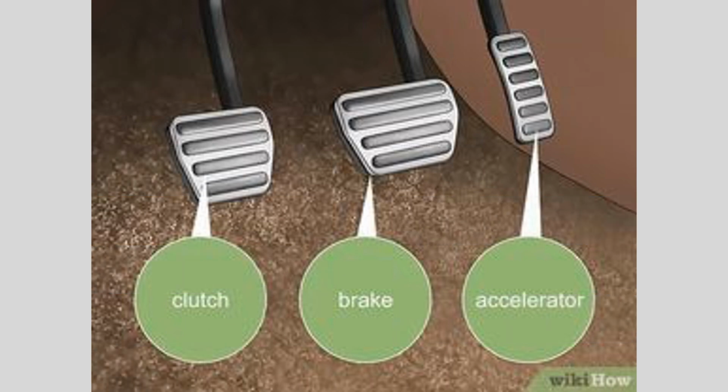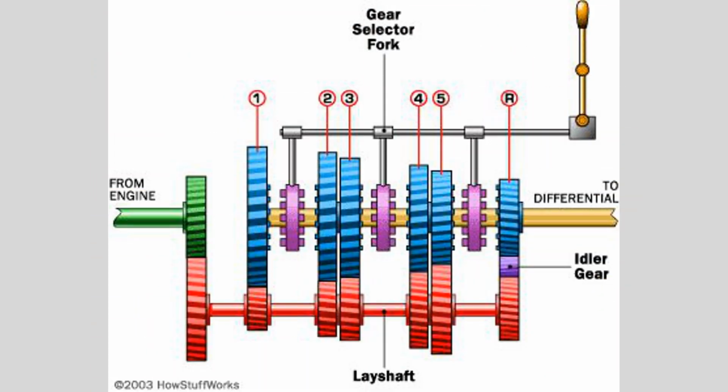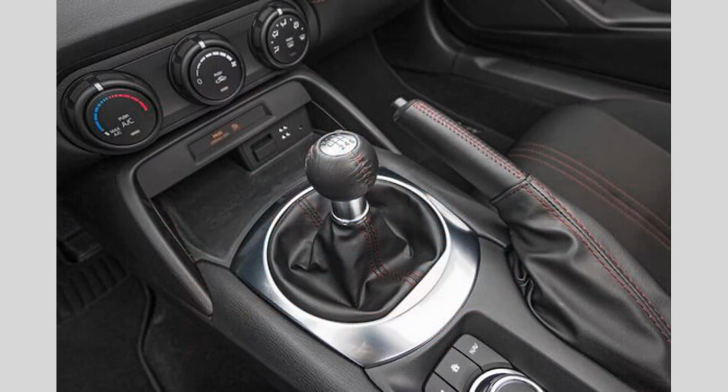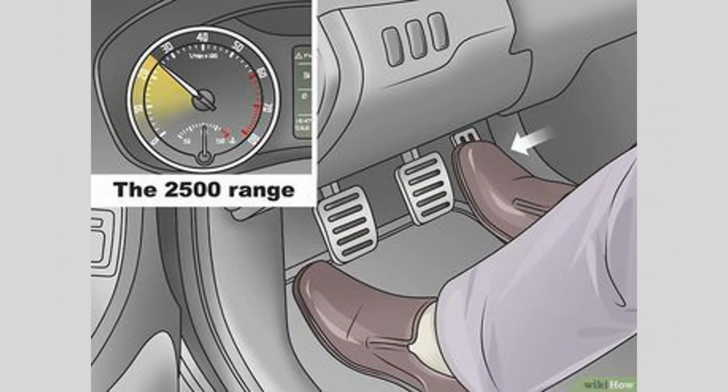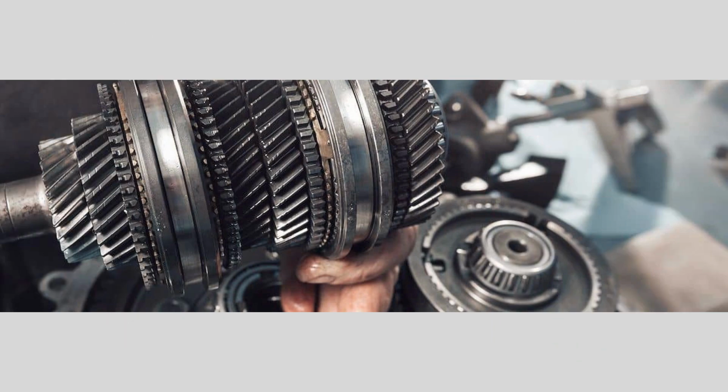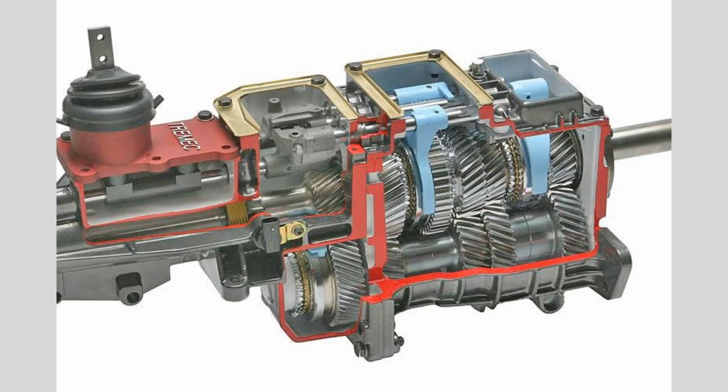Shifting gears. Shifting gears is the process of changing from one gear to another. It requires coordination between the clutch and the gear stick. The clutch is disengaged by pressing the clutch pedal, the gear lever is moved to the desired gear, and then the clutch is gradually released to engage the new gear.